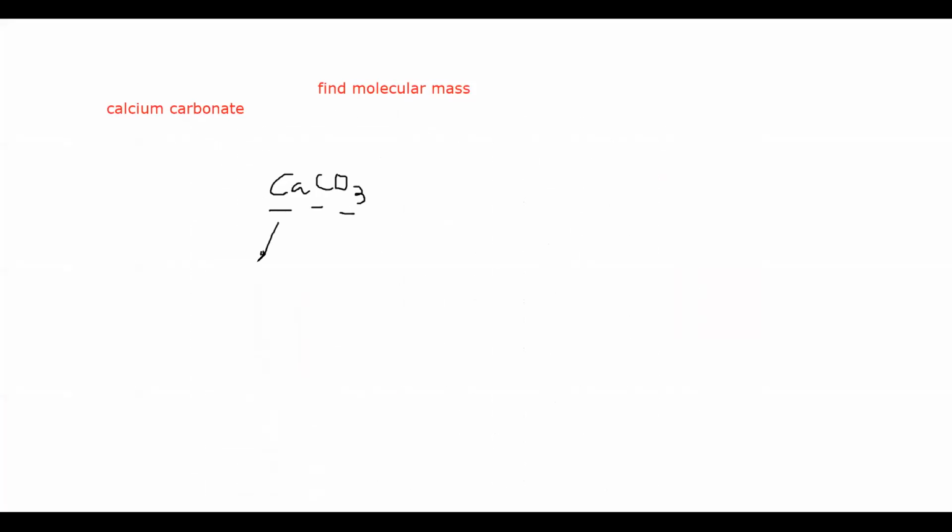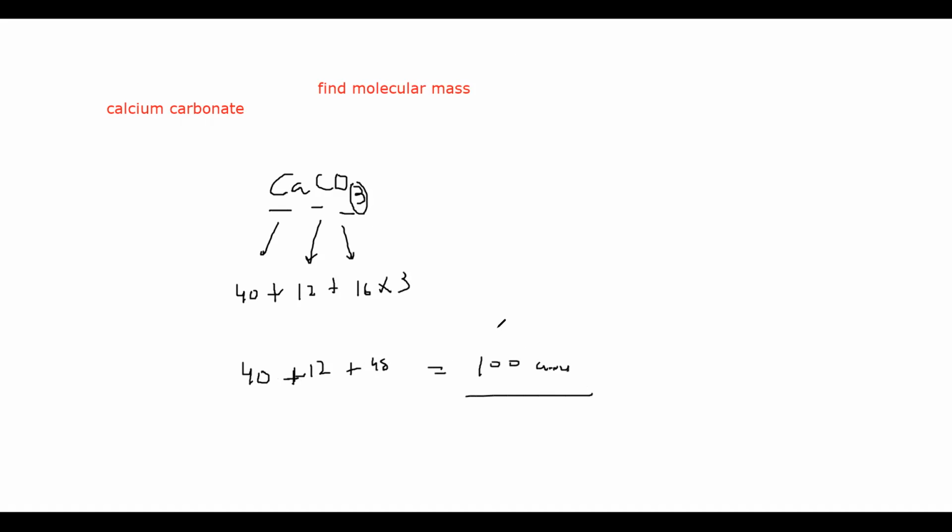So calcium is 40, but there is no other atom, it's only one. Then carbon is 12, only one atom. Plus oxygen is 16, and how many are there? 3, multiplied by 3. So this will be 40 plus 12, 52, and 16 multiplied by 3, 48. So 48 plus 12 plus 40. The total will be 100 AMU, or atomic mass unit. Is it clear how to find the molecular mass?